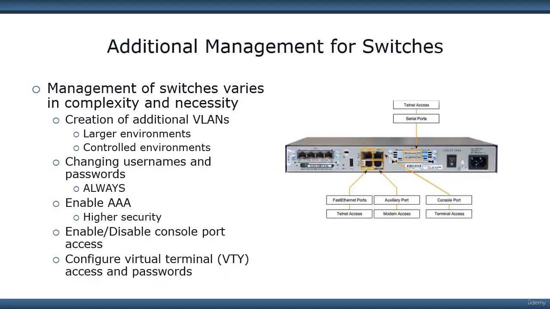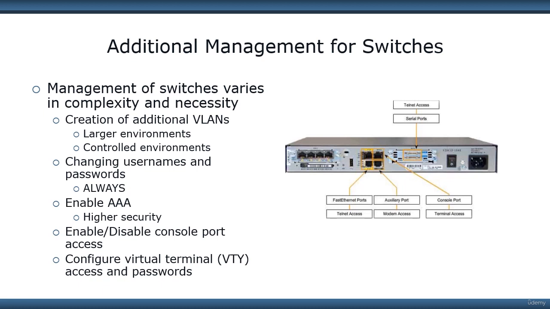All right, so let's talk about some additional management for switches. The complexity rises when we're dealing with enterprise networks. So one thing definitely is going in and creating additional VLANs. Larger environments, or environments where we want to control traffic, may have 5, 6, or more VLANs. We should always be changing usernames and passwords from the defaults, just like any other network device. Default passwords and usernames are very easy to find on the internet. And so that's one of the first things we should do, is get in and modify those.